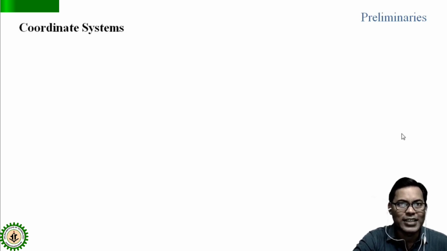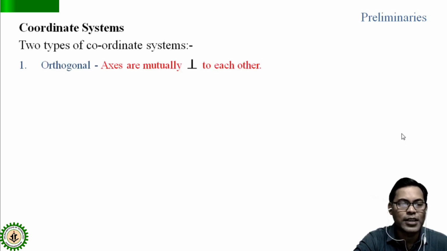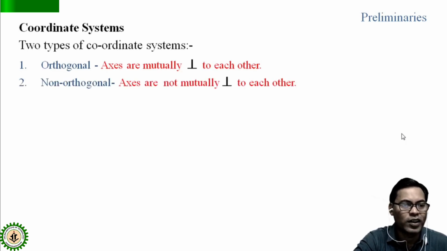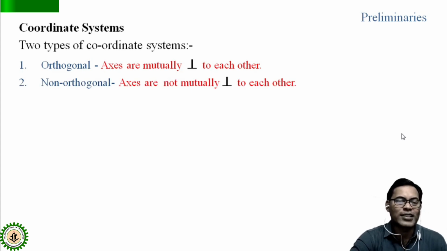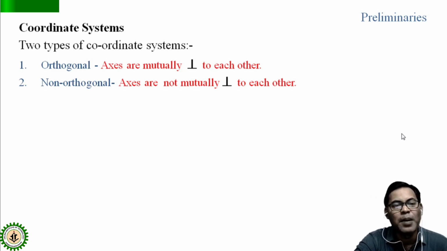Now the coordinate systems are of two types. One is called the orthogonal coordinate system and the other is called the non-orthogonal coordinate system. In orthogonal coordinate systems, the axes of the coordinates are mutually perpendicular to each other, and in non-orthogonal coordinate systems, the axes are not mutually perpendicular to each other. That is the basic difference between orthogonal and non-orthogonal coordinate systems.